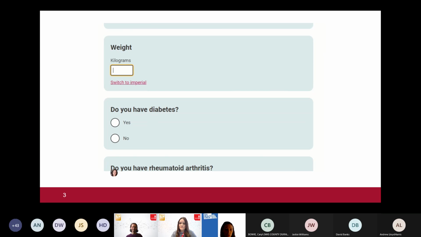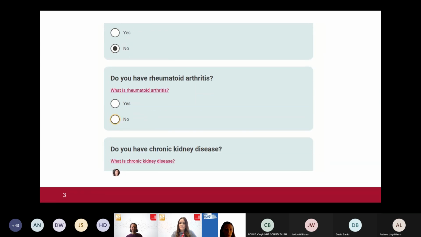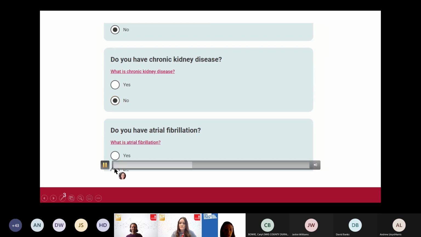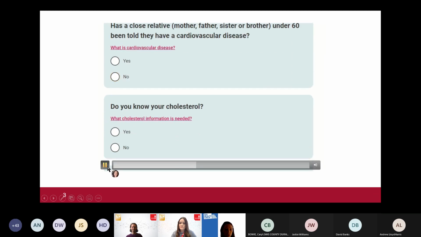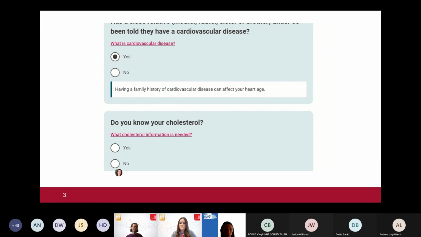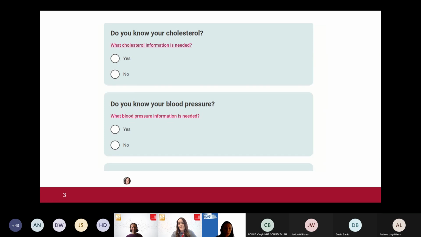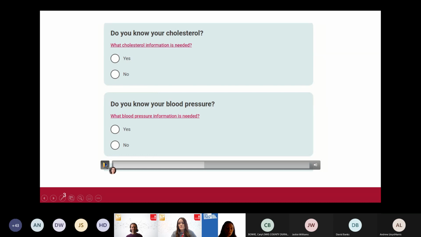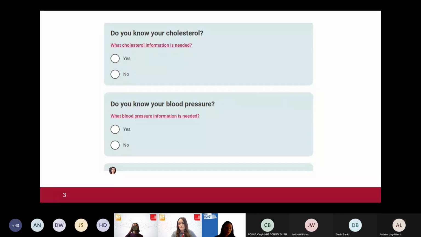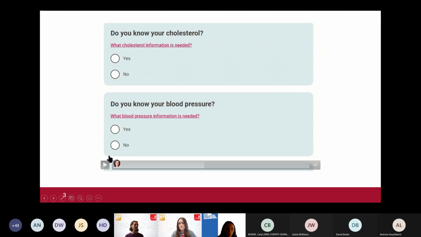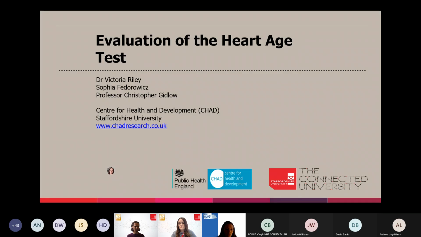So here we are, we're just coming down to the different clinical questions, so diabetes, rheumatoid arthritis again. And here we are. I just want to show you that there are questions on cholesterol and blood pressure. When these are clicked as a no, so if the user doesn't know their cholesterol or their blood pressure, then a national average will be applied in the calculation.